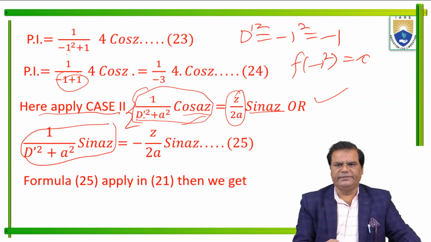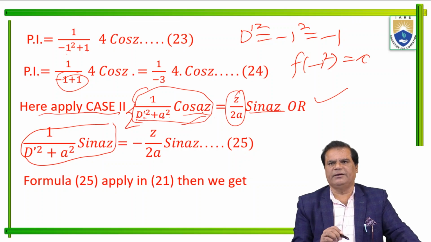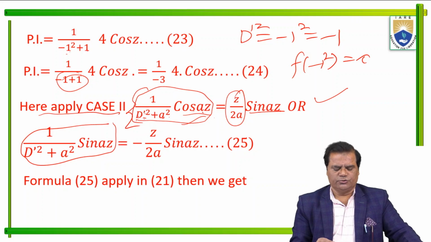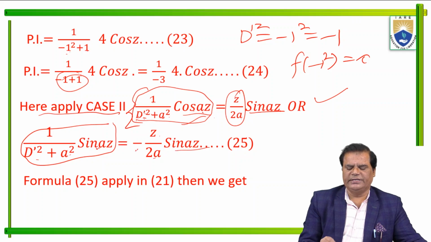So what is the value of this? 1 upon D'^2 plus a^2 of cos az equals z upon 2a sin az. This formula we apply in our question. Now if there is D'^2 plus a^2 of sin az, then the answer is minus z upon 2a cos az. Here it is cos az, this is not sin az, this is cos az. Okay.